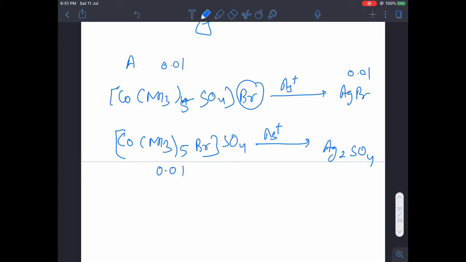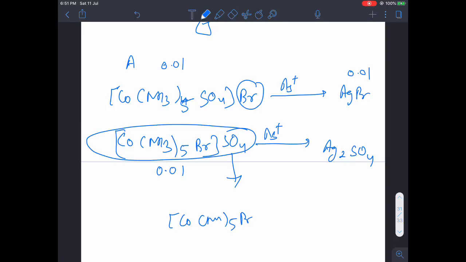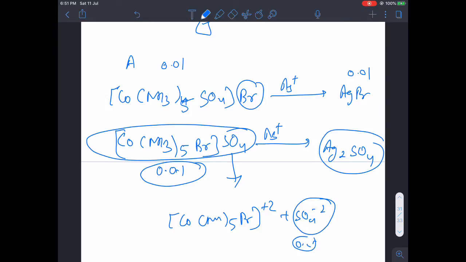How much sulfate is it going to give? From one molecular unit, it will give the complex ion [Co(NH3)5Br]2+ and one sulfate ion. So one unit will give 1 sulfate ion, so 0.01 will give 0.01. So the whole precipitate will be 0.01.